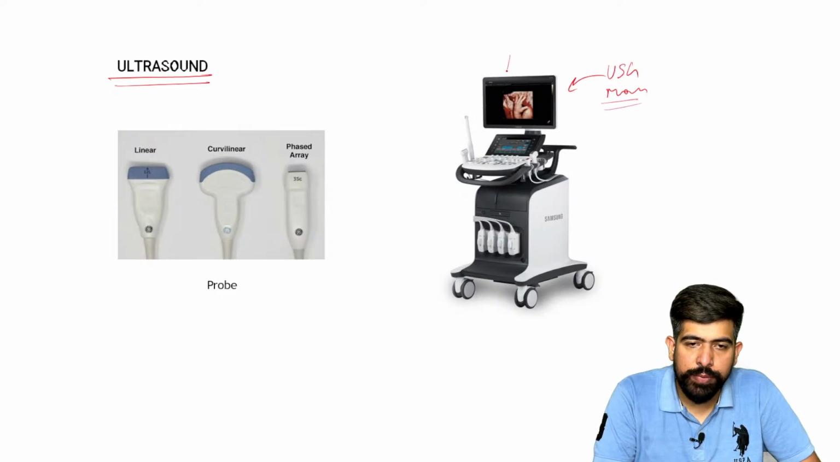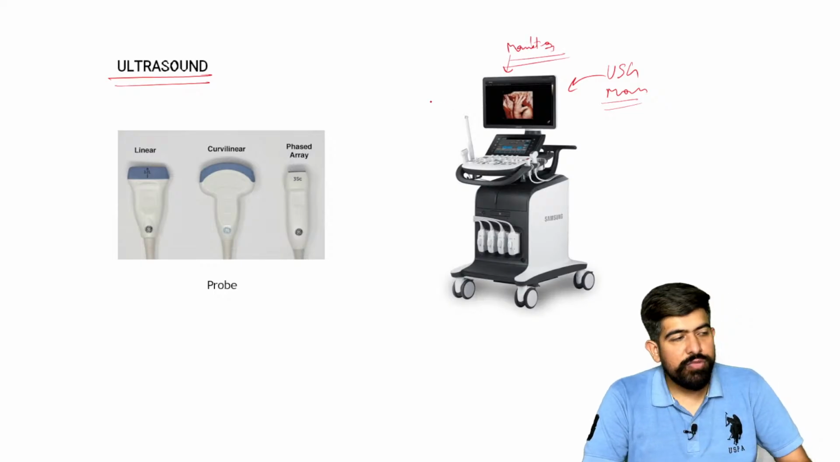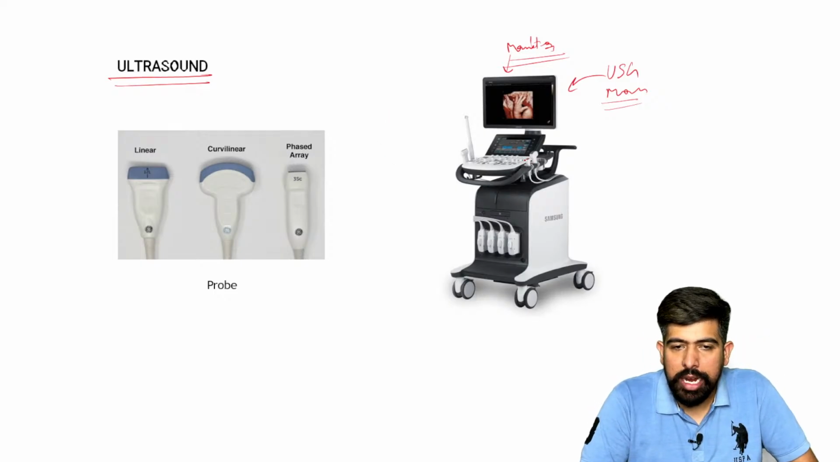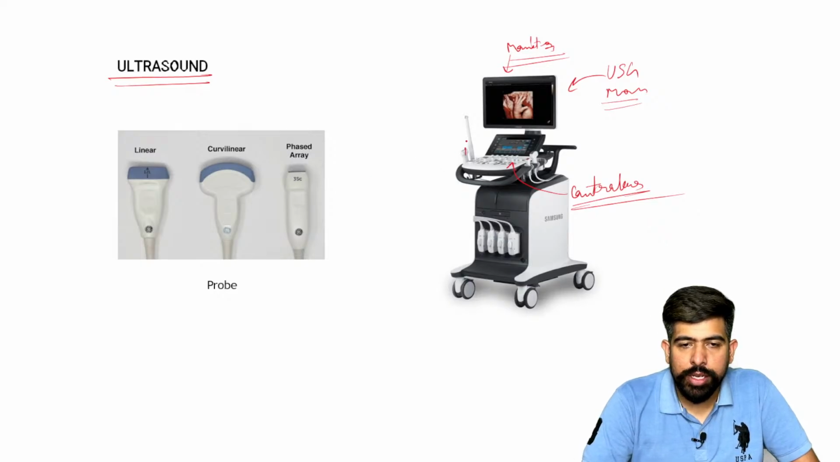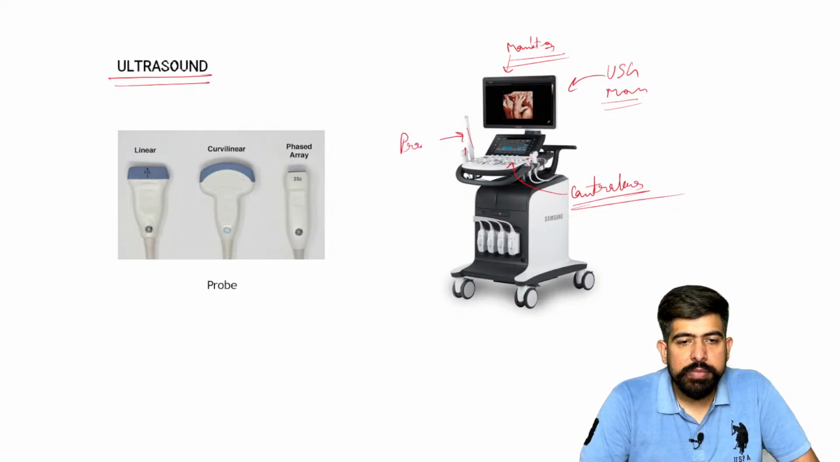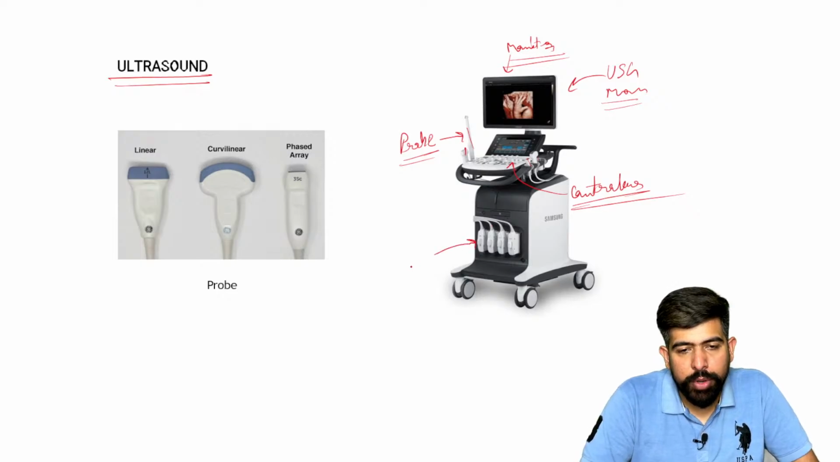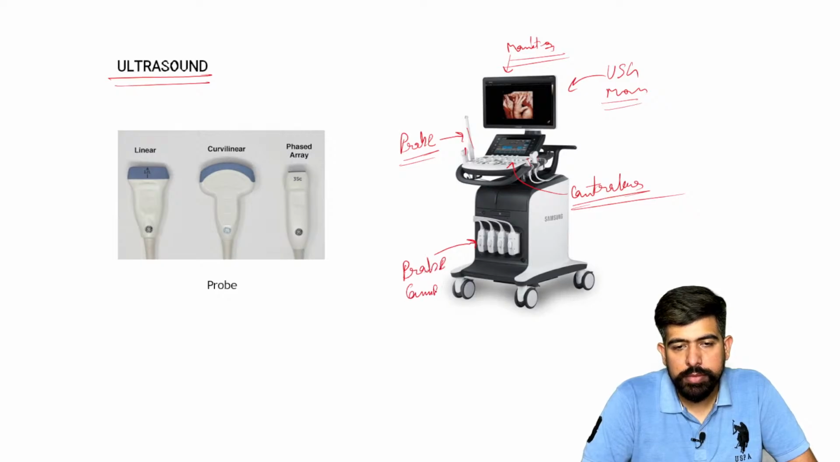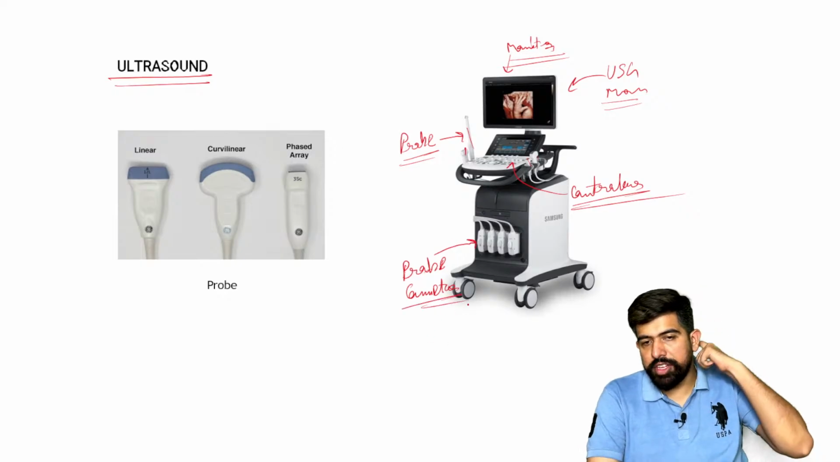In this machine, first of all we have the monitor, from where you are going to see the visuals which we are getting, and there will be the controllers. Here is the controller. Also we have different probes, and this is the area of the probe connector.